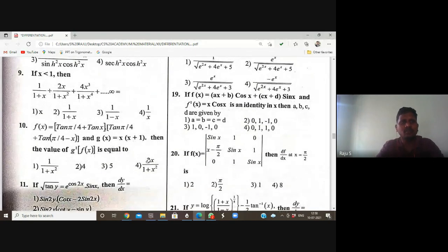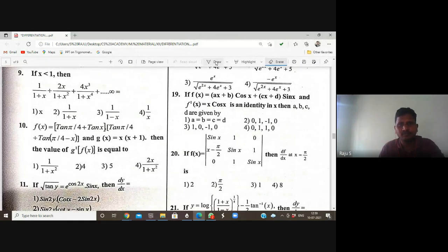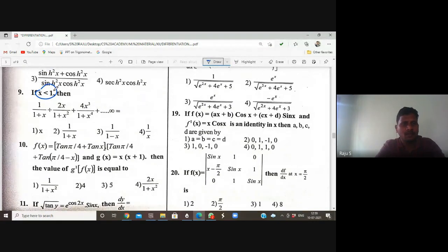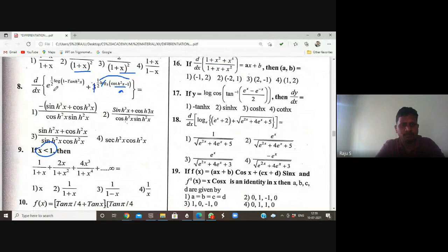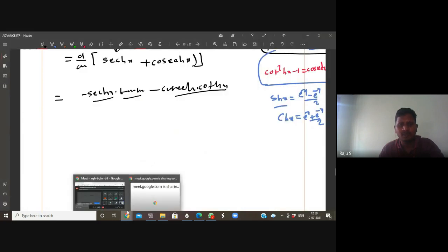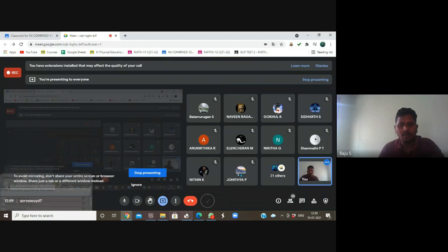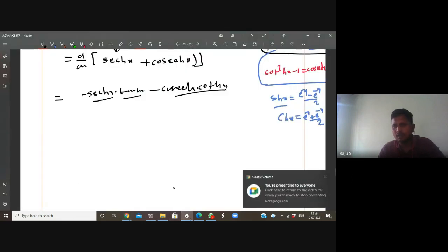Coming to the next question, 9th one, x lesser than 1. Here x lesser than 1, then 1 by 1 plus x plus 2x by 1 plus x square. If it is an integration problem, it is very easy because the derivative of denominator is in the numerator. 1 plus x square derivative is 2x. 1 plus x power 4 is 4x cube. But they given the question in differentiation. So what is the answer for this? It is simple, it is very simple. Only the thing is, you should know the formula.